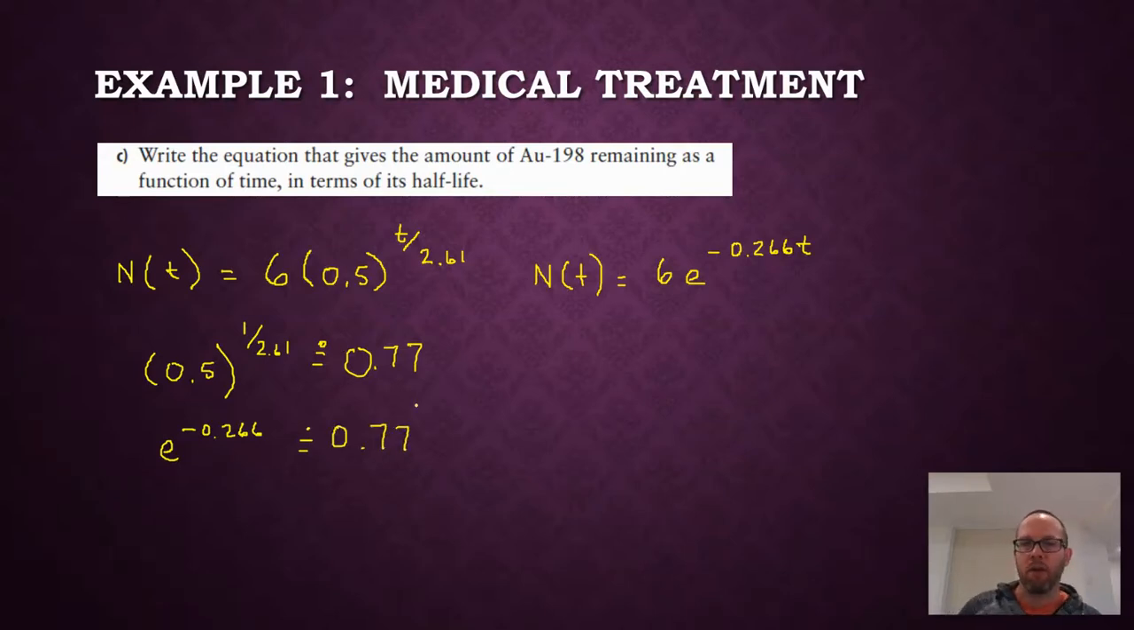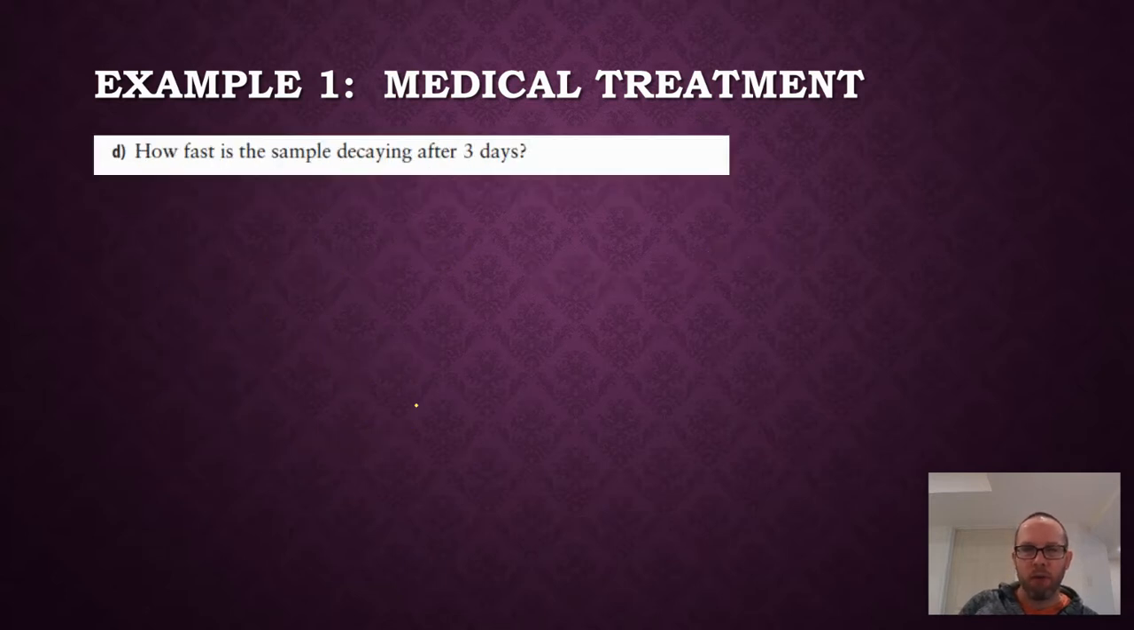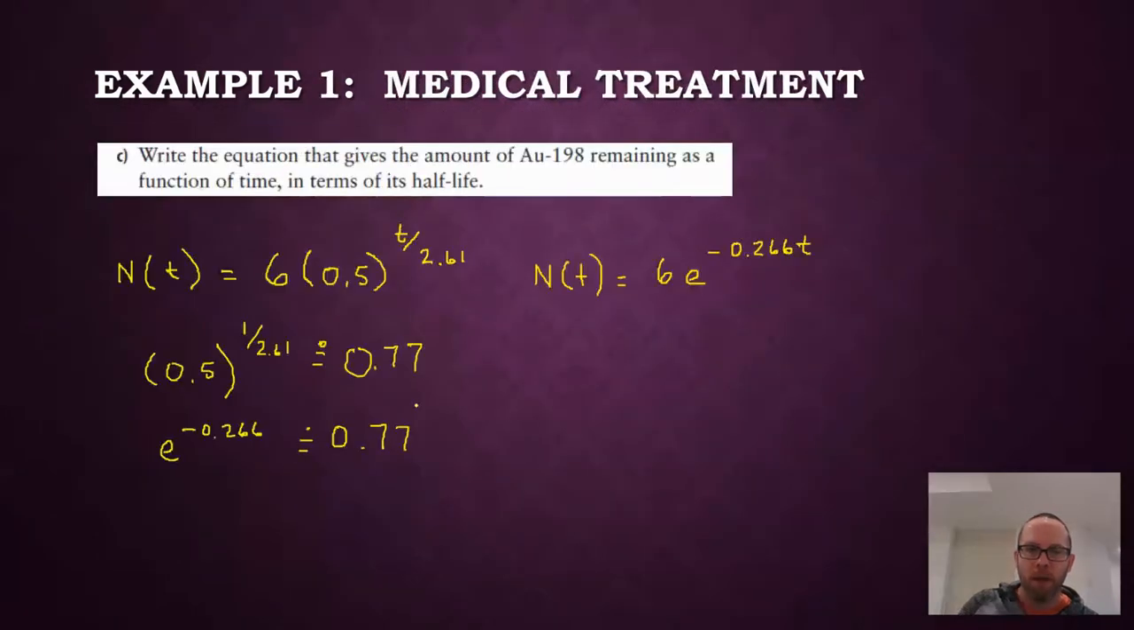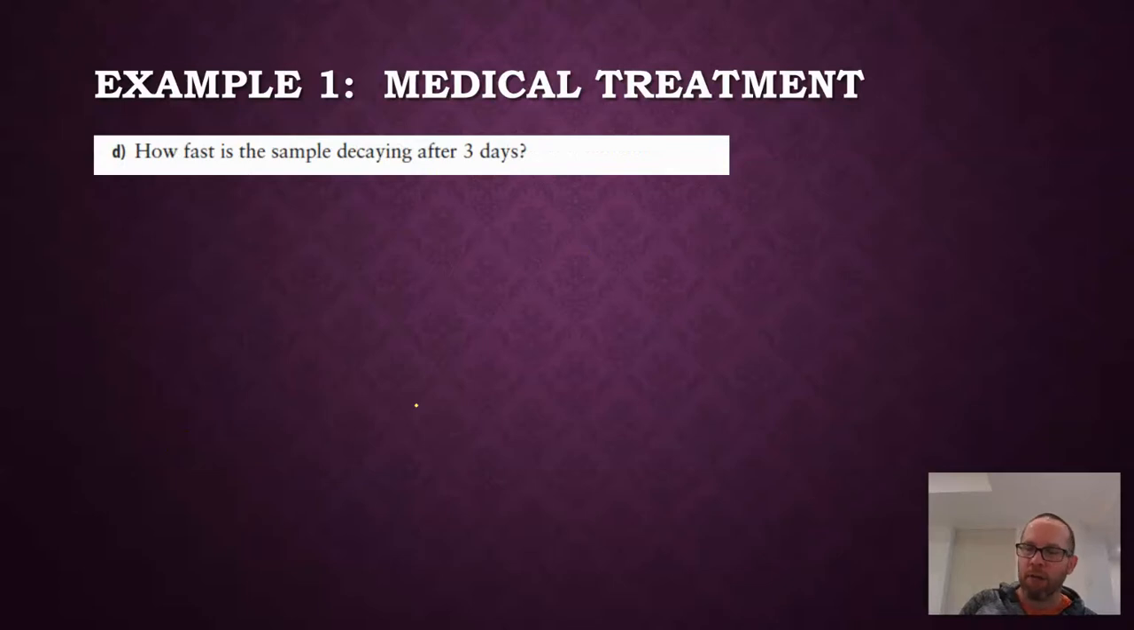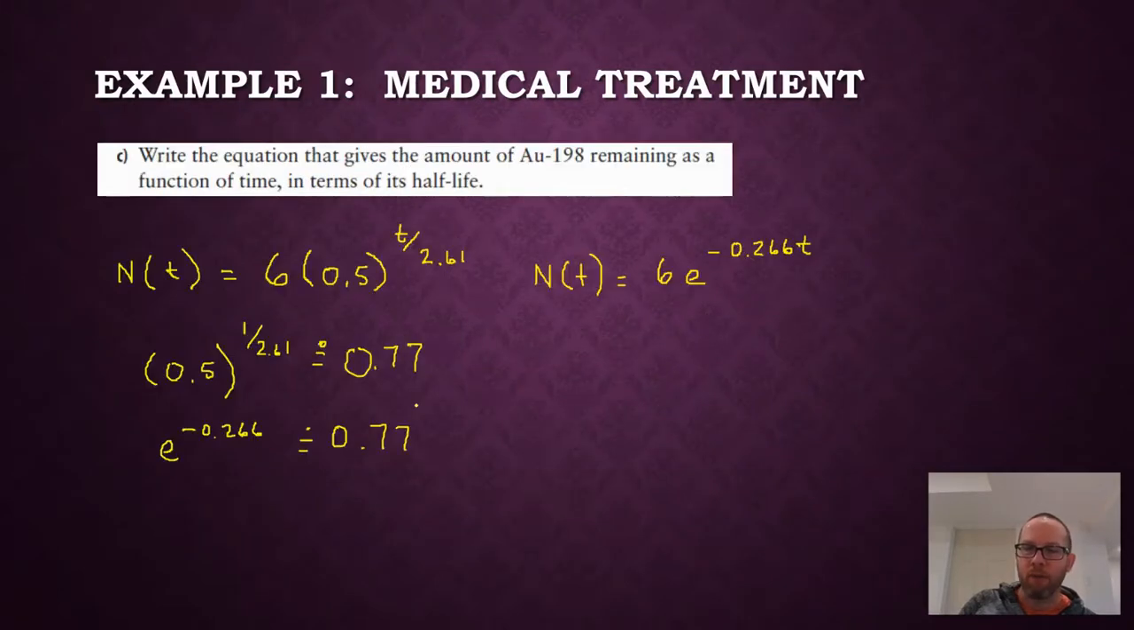So just wanted to compare that with you guys. Let's use one of our equations to look at how fast the sample is decaying after 3 days. How fast is the drug leaving the liver at that point? So how fast is it decaying? So we're looking for a rate of change, a derivative. So we've got to decide which of these we want to work with.